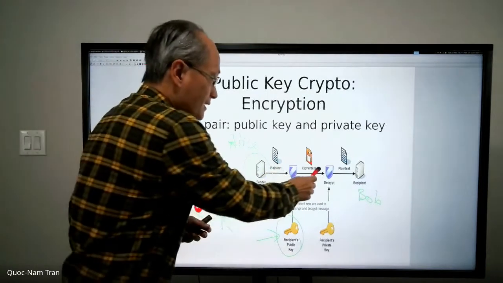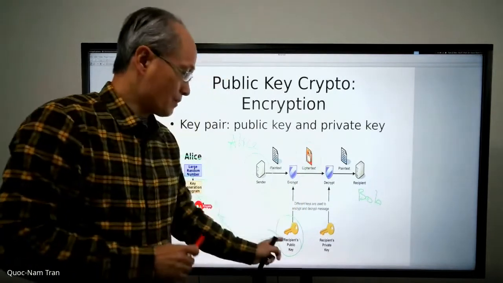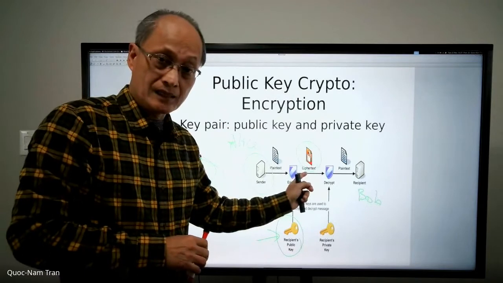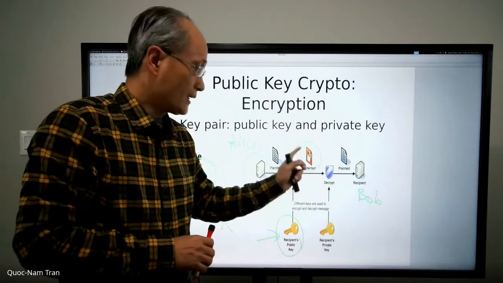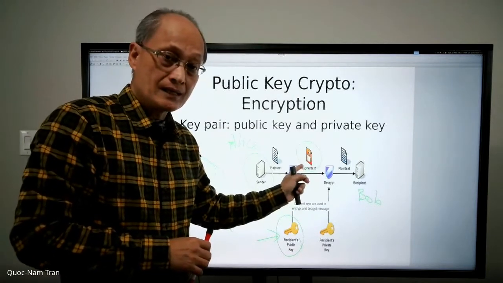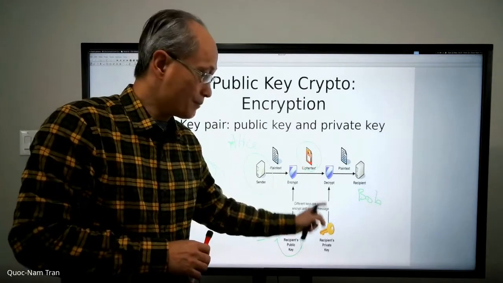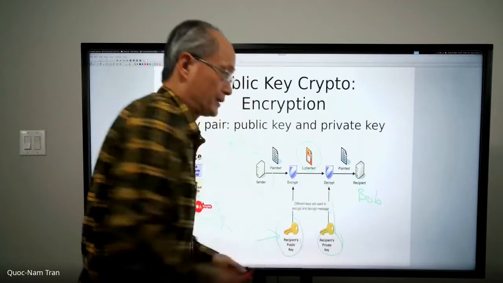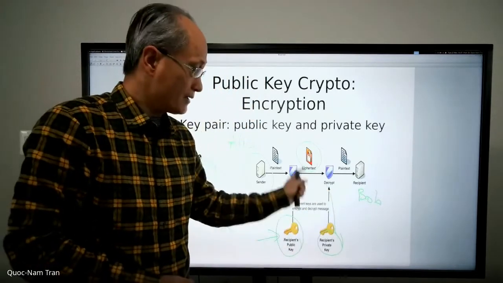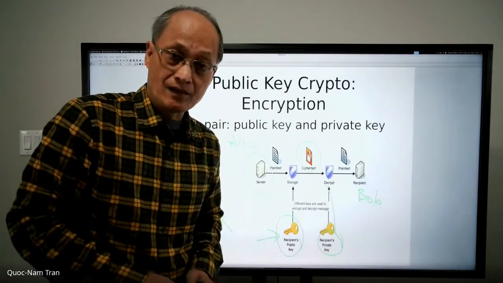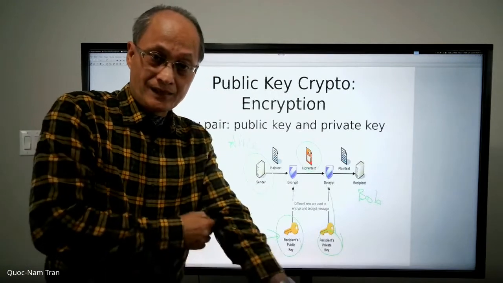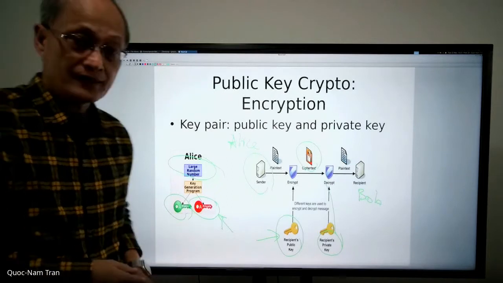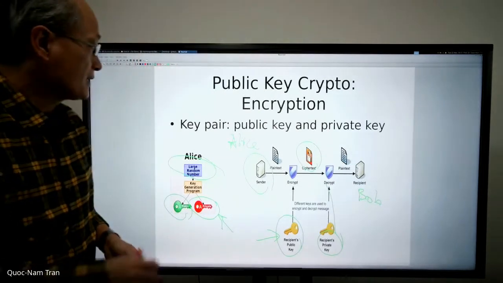meaning after she uses my public key, the information will be encrypted. And nobody can understand the message except me when I use my private key to decrypt it. And after I decrypt that, I can see the original message. Okay? So this one is what we call public-private key, or the RSA algorithm.